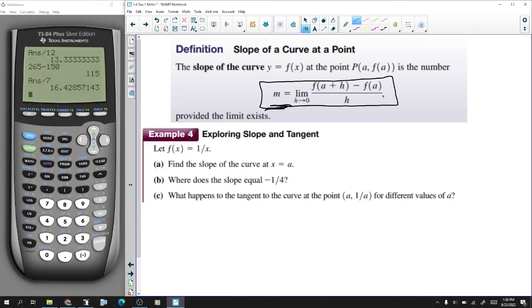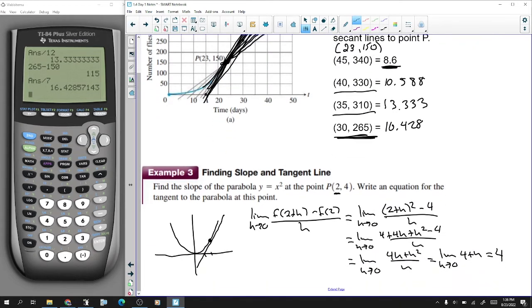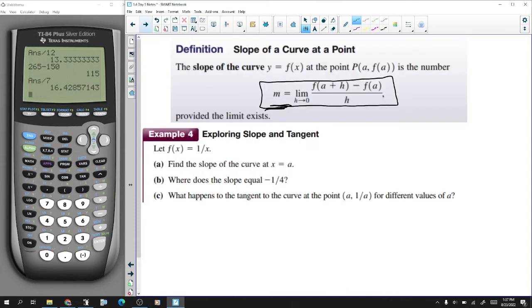Exploring slope and tangent. Oh, wait, I didn't finish this problem back here, because it said, write an equation for the tangent to the parabola at this point. So y minus 4 is equal to 2 times x minus 2. There's the equation of the tangent line.